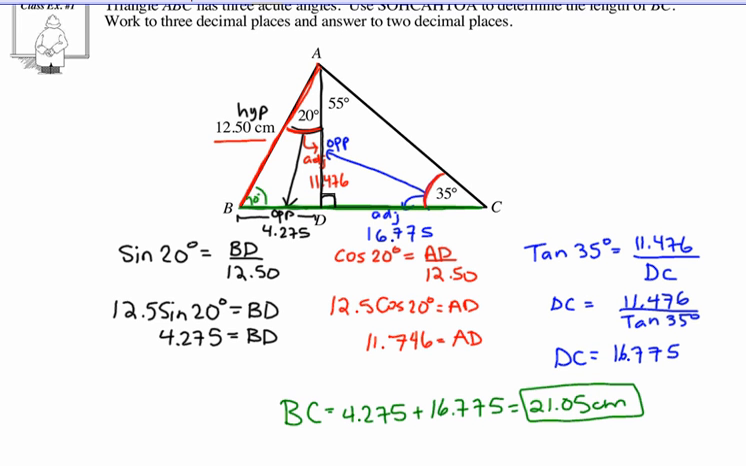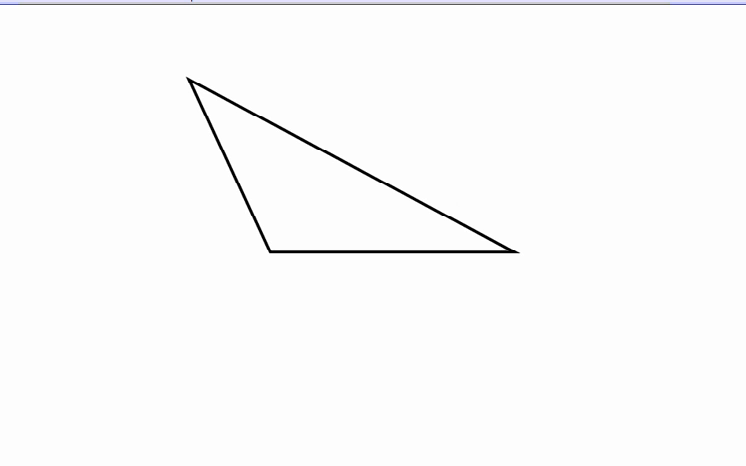A lot of work, okay? Extremely a lot of work here to find one side. So is there an easier way to do that? And that's where the sine law comes in. The sine law is made for triangles that are not right, and we're going to prove it in a moment.